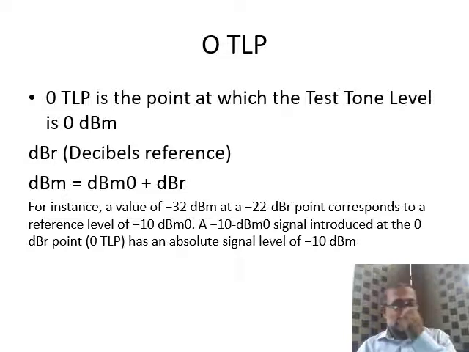So we get the value of signal in terms of dBm when we have it as an absolute value. The absolute value is given in dBm, and the reference value is given as dBr. dBm0 is basically the zero test level point.